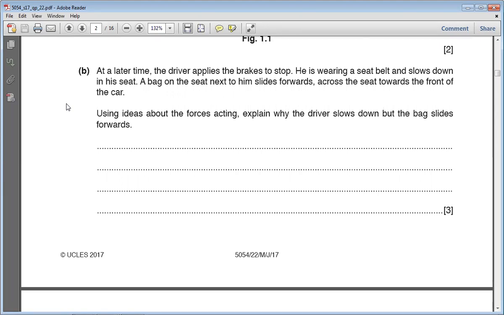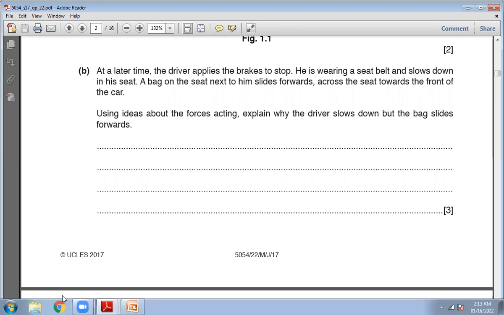So the driver will be stopped by the force applied on him by the seat belt. But the bag is sitting on the seat next to him. Because the bag does not have a seat belt around it, it has only the friction between the bottom of the bag and the seat, and that friction is not enough to stop the bag from moving in the forward direction due to its inertia. So it's a 3-mark question.